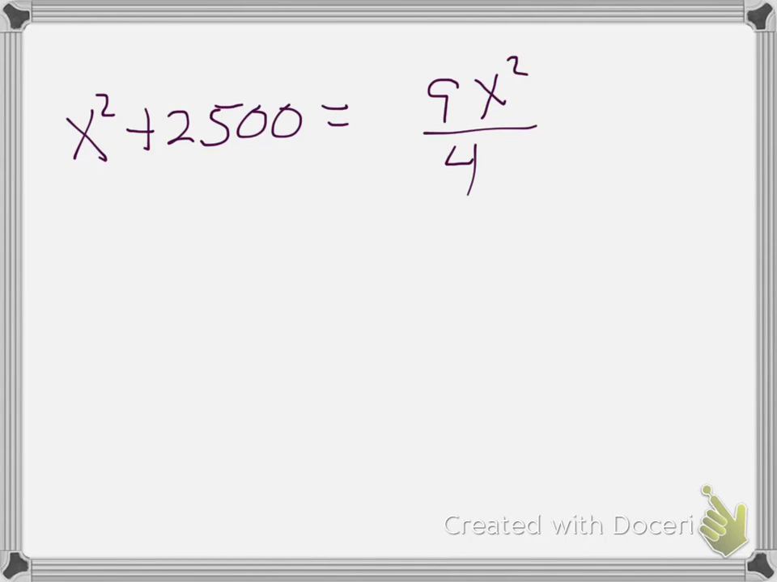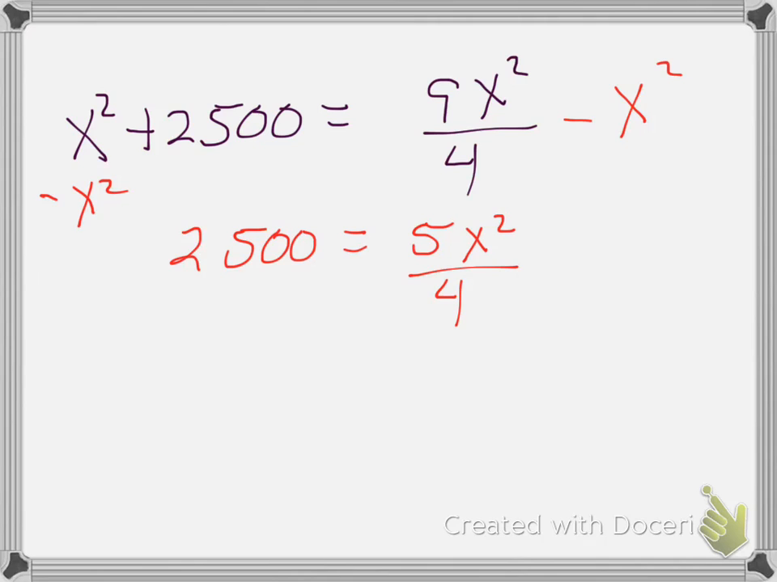And now, if I subtract x squared from each side, I get 2500 equals 5x squared over 4. And now I can solve for x, and that gives me x equaling 44.721.